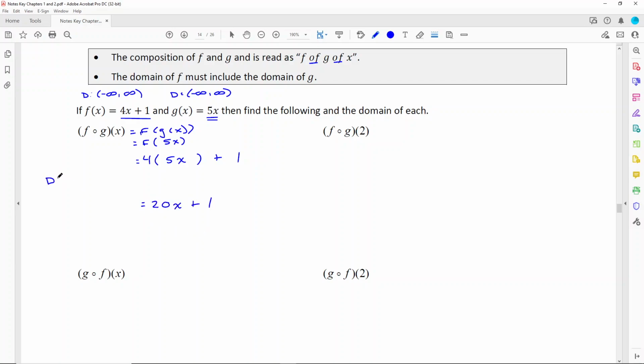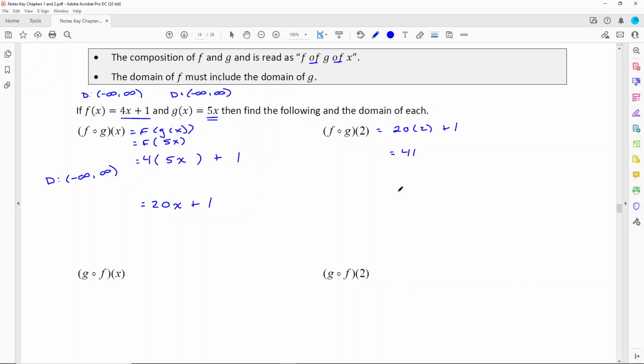The domain, like I said in the beginning, because my original domains were negative infinity to infinity, this domain is going to be negative infinity to infinity. It won't change. Okay, so then I could ask you to do something like find f of g at 2. And so you would do 20 times 2 plus 1, which gives you 41.